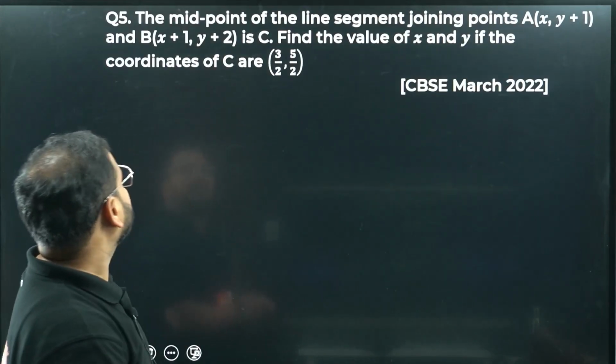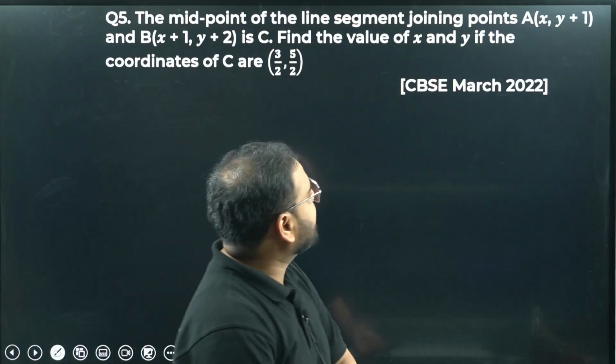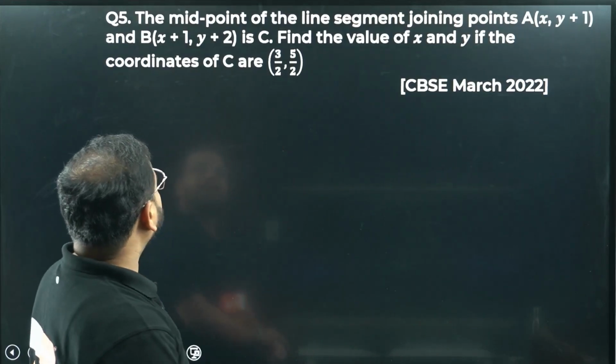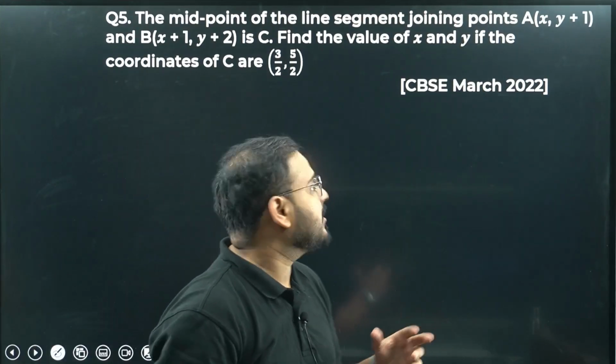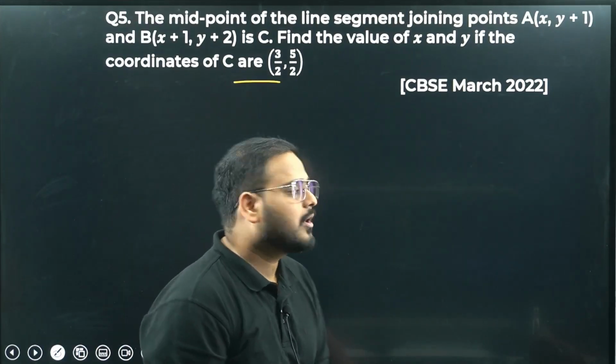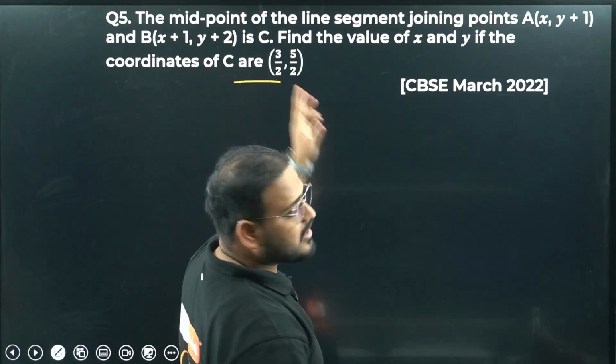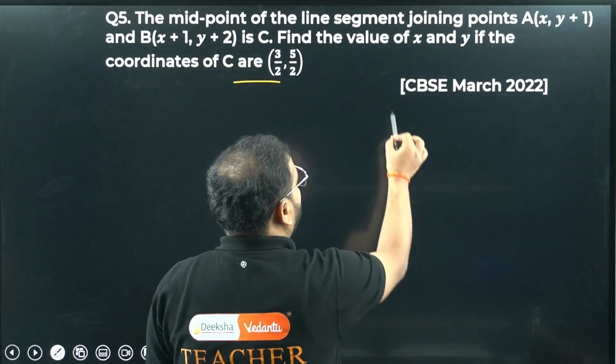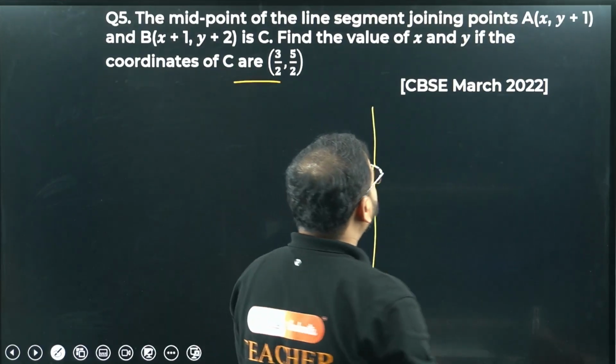Let's do it. The midpoint of the line segment joining the points A and B, given in terms of x and y, is C. Okay, and they've given the point C coordinate also. So what can we do? We can find the C coordinate using the variables and then compare the points' coordinates. Okay, so let's find it first.